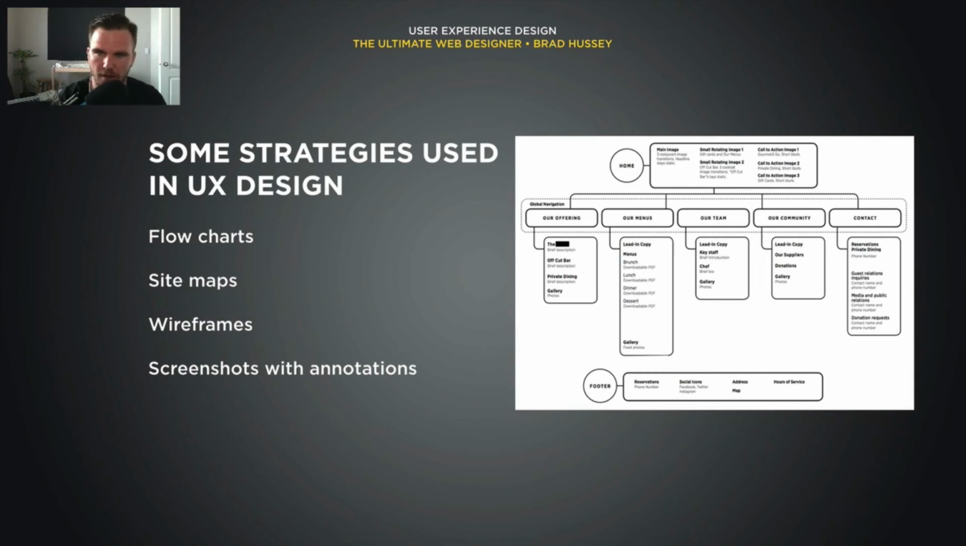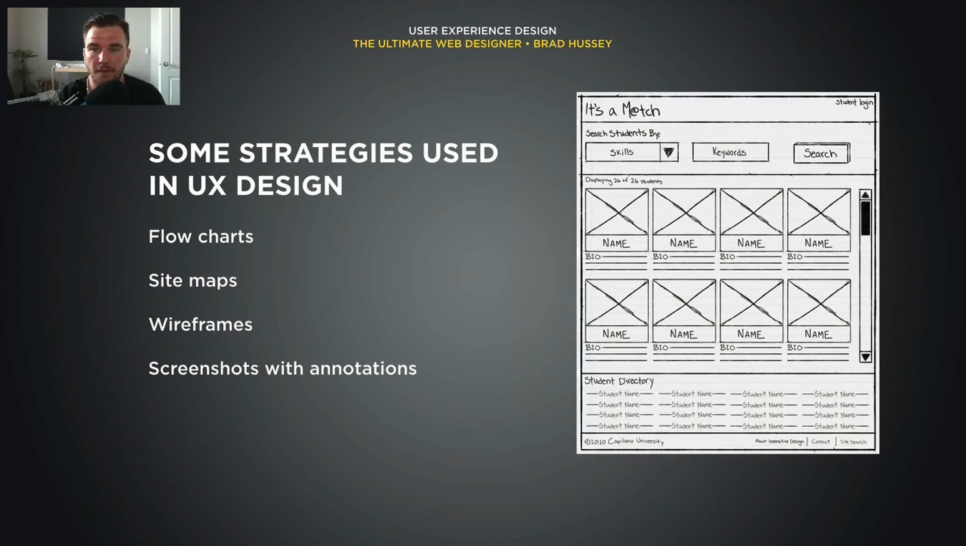Here's just an example of a sitemap. It looks like this. This is a fancy sitemap done by a really skilled designer. Usually sitemaps are much more plain and just straight up a table in Excel or Apple's Numbers. And this is a wireframe.